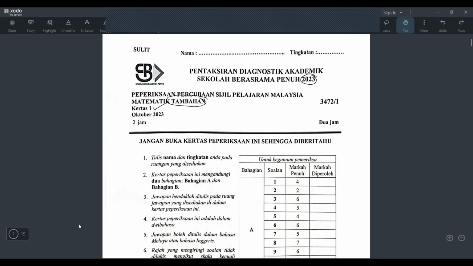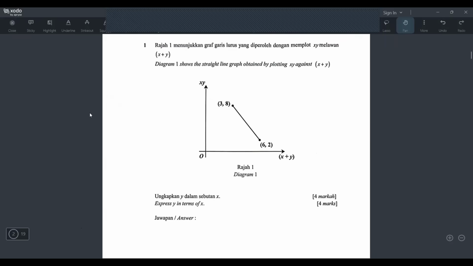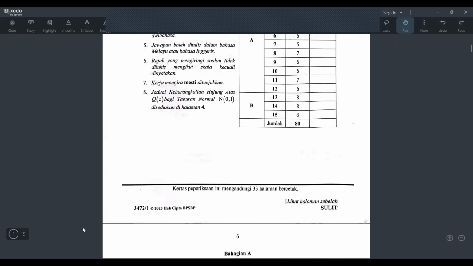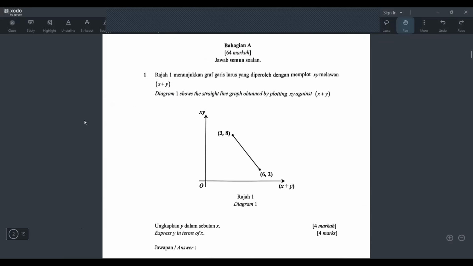Okay, so let's start. This state paper, they never provide me the formula. So yeah, but it's okay.